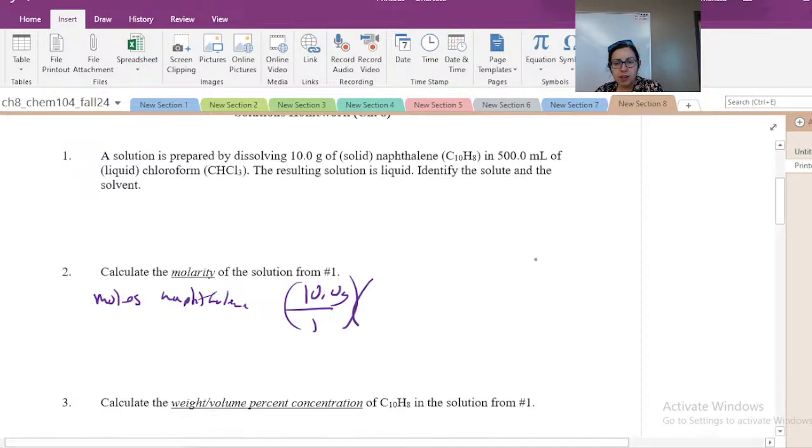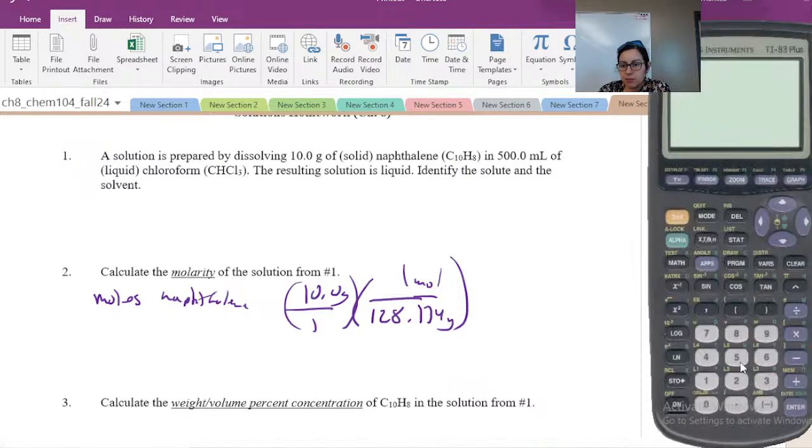I was too lazy. So 128.174 is what Wikipedia is telling me. And of course, we could have added it up. I'm just trying to do it quickly here. We're running out of time. So now we have our moles.